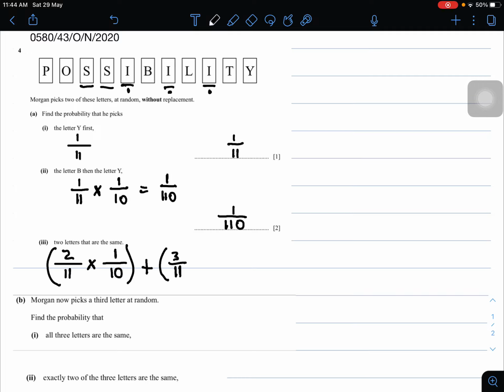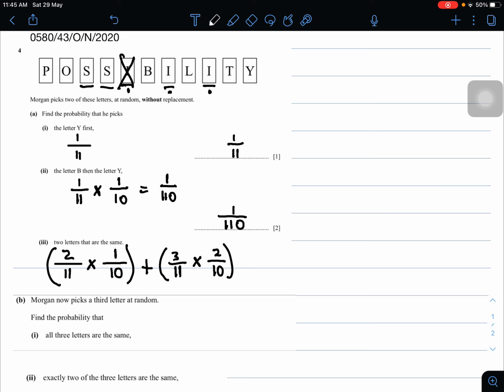So 3 divided by 11, the probability of picking an I on the first go. Now the probability of picking an I on the second pick. So let's say this one I has been picked, so let's cross it out. Now there are 10 cards left, or 10 letters left. So you will be choosing out of the 10, therefore 10 comes in the denominator. Now there are 2 I's left, therefore your new probability of picking an I would be 2 divided by 10.